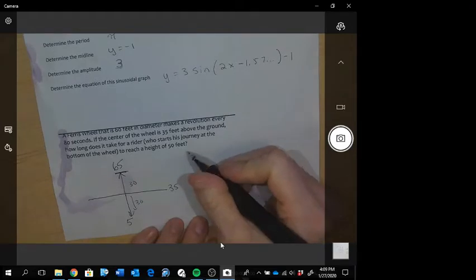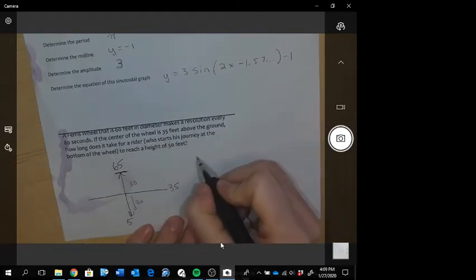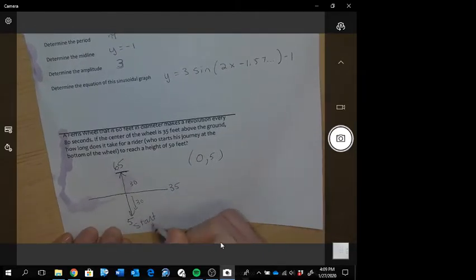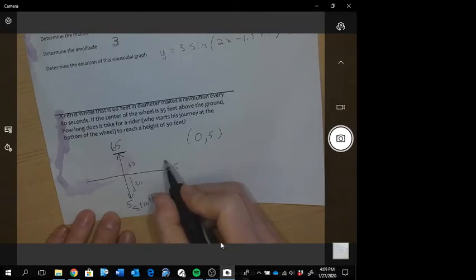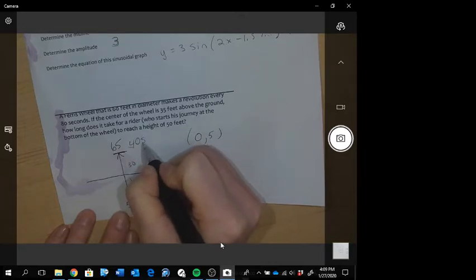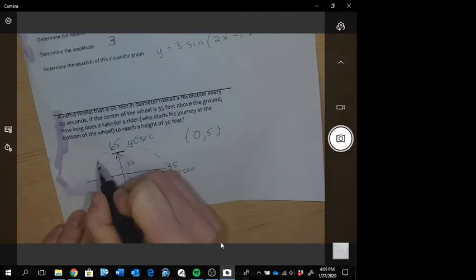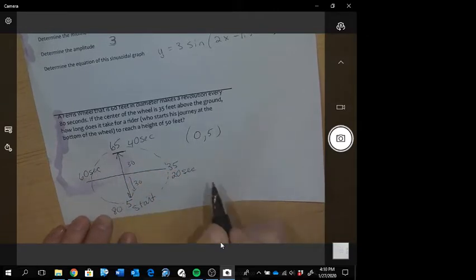At time 0, you're at 5 feet. So there's your start. Let's talk about the time. It takes 80 seconds to go around. So this would be 40 seconds, this would be 20 seconds, 60 seconds, back to 80 seconds.